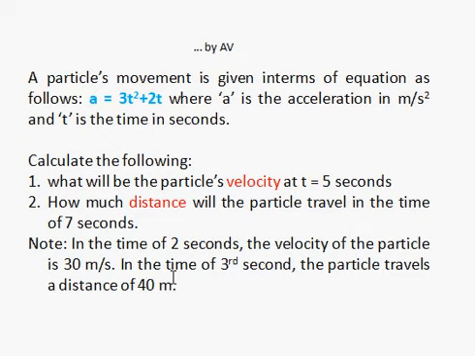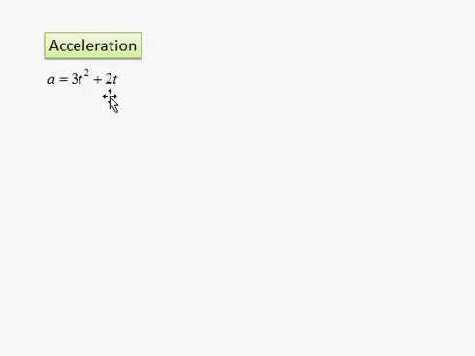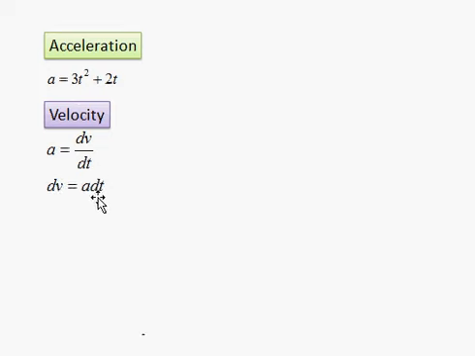Let us first derive the equation for velocity and an equation for distance. We know acceleration is given in the question, and velocity can be related with acceleration like this. That is, acceleration is change in velocity with respect to time, and its unit is meter per second square. Keeping the velocity on one side and the remaining term on the other side, we get the equation like this.